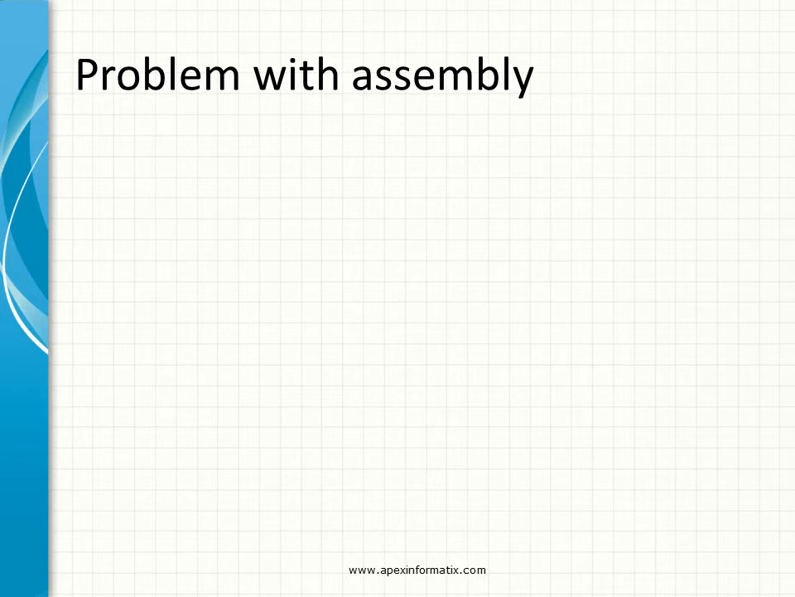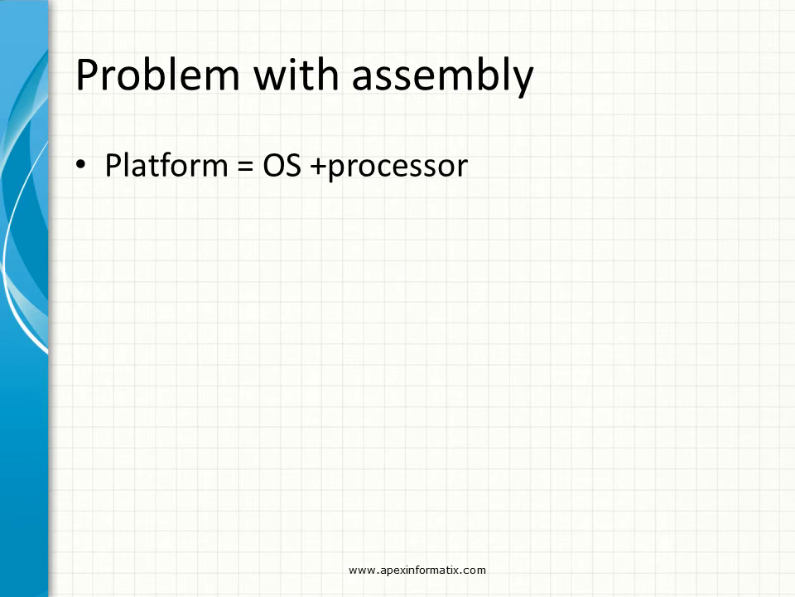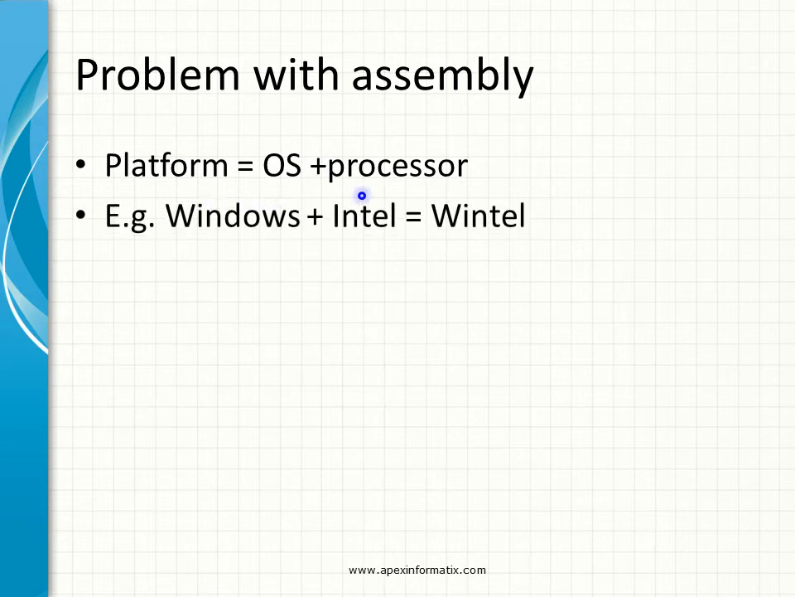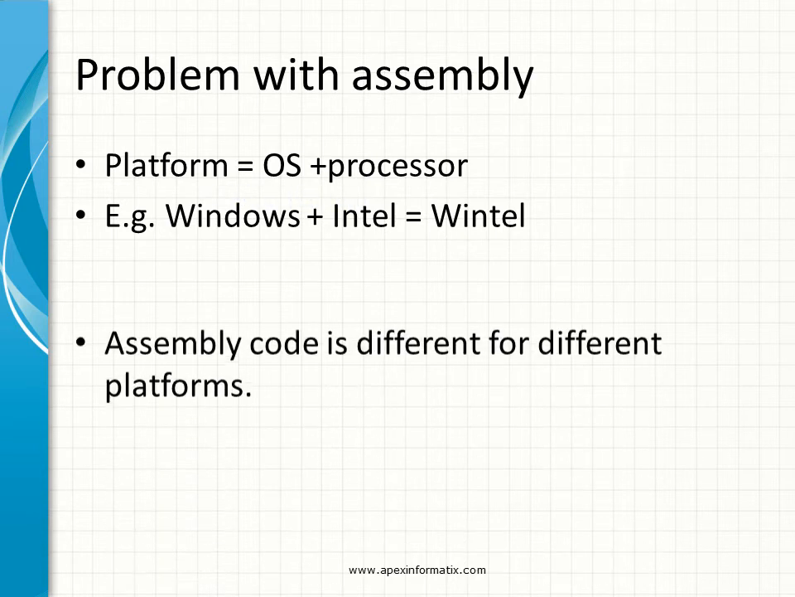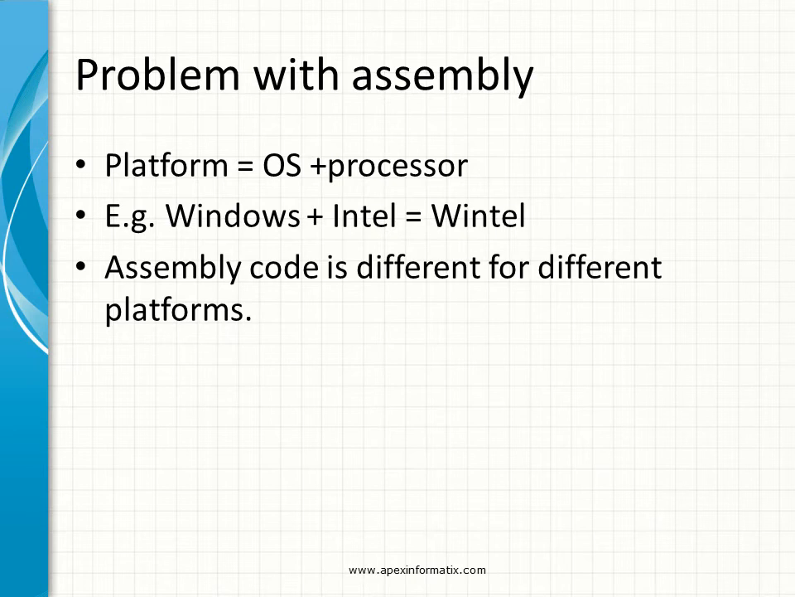But there were problems with assembly language as well. First of all, assembly language was platform dependent. What is a platform? Platform is a combination of operating system and processor. One such example is Wintel, where the operating system is Windows and the processor is Intel. As bytecode is dependent upon the platform and it changes for the platform, similarly assembly code also changed from one platform to another. This platform dependency became a limitation of assembly language.